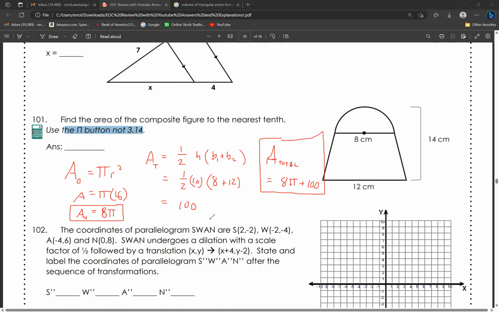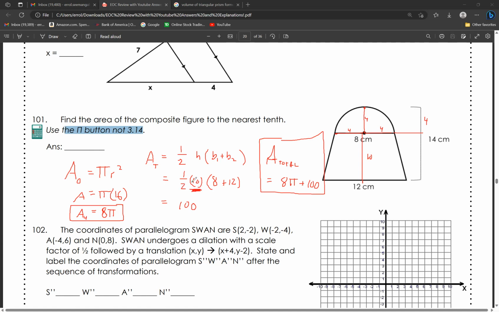Yeah, because remember, this right here is a radius. That's a 4, that's a 4, and this is a 4. If this whole thing is 14, and this part is 4, this height has to be 10. That's how I'm getting this 10 right here.